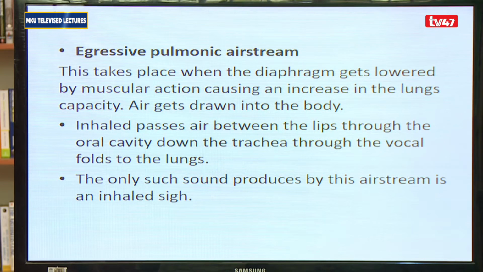So I hope you see the difference. What comes out clearly is that the muscular action will either make the lung capacity of air contract, or make it increase the capacity of air that is getting in. So those are the two types of pulmonic airstream.